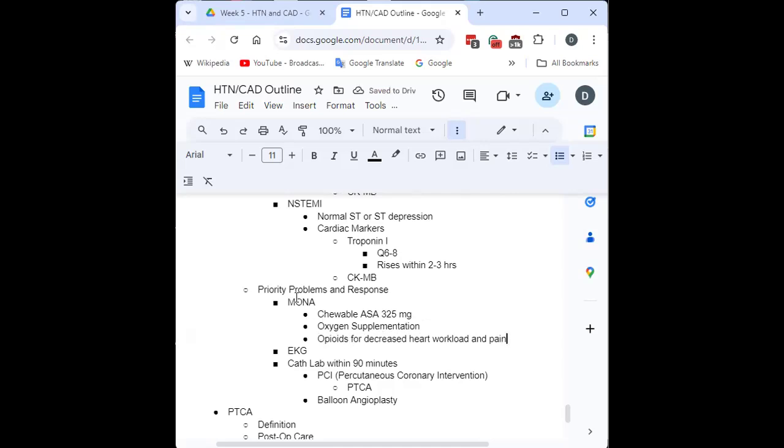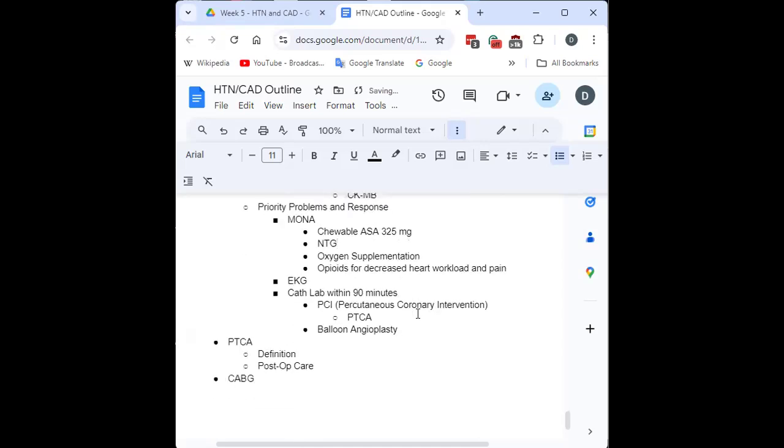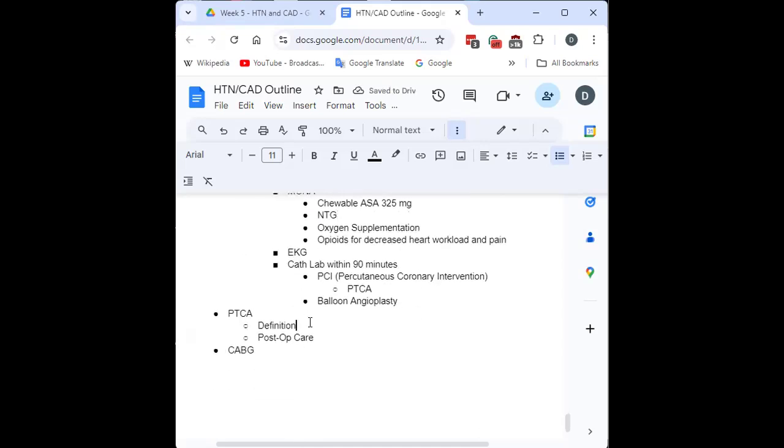MONA. What did I miss? Which one am I missing? Okay, so what is a PTCA then? What are we doing when it comes to this? This is what's going to happen in the cath lab. It's a type of PCI, an intervention they do. What is it that they're doing?